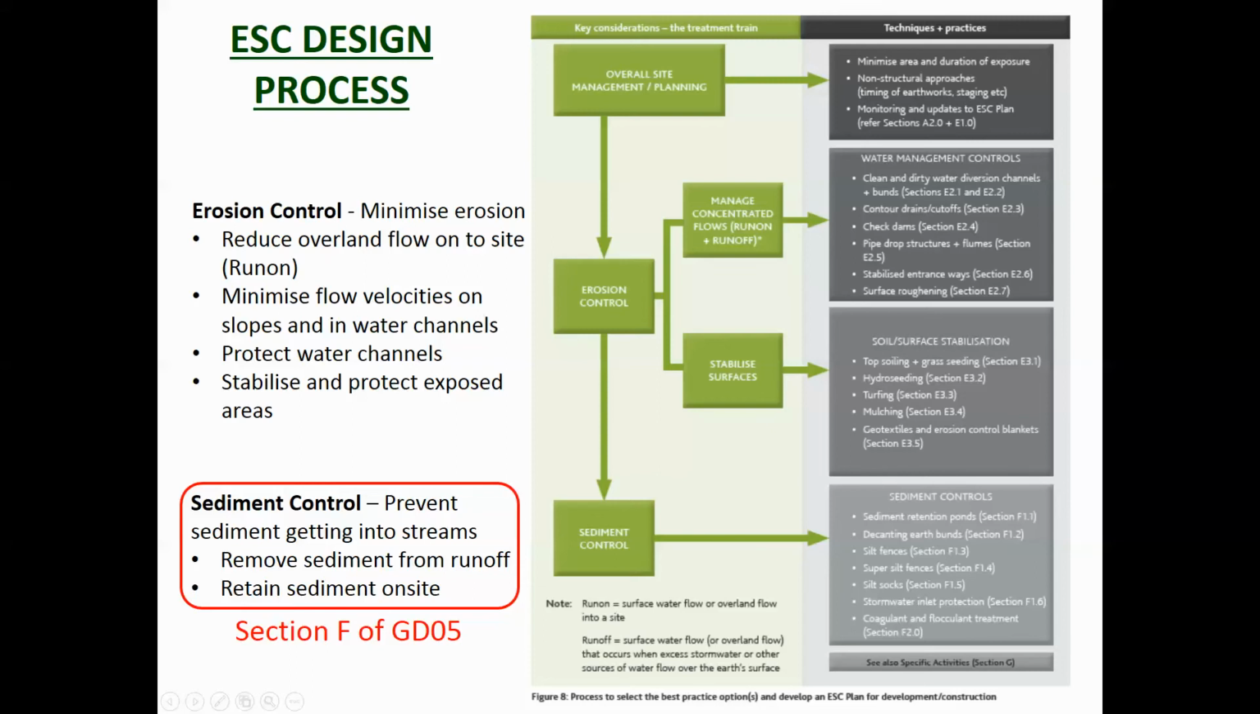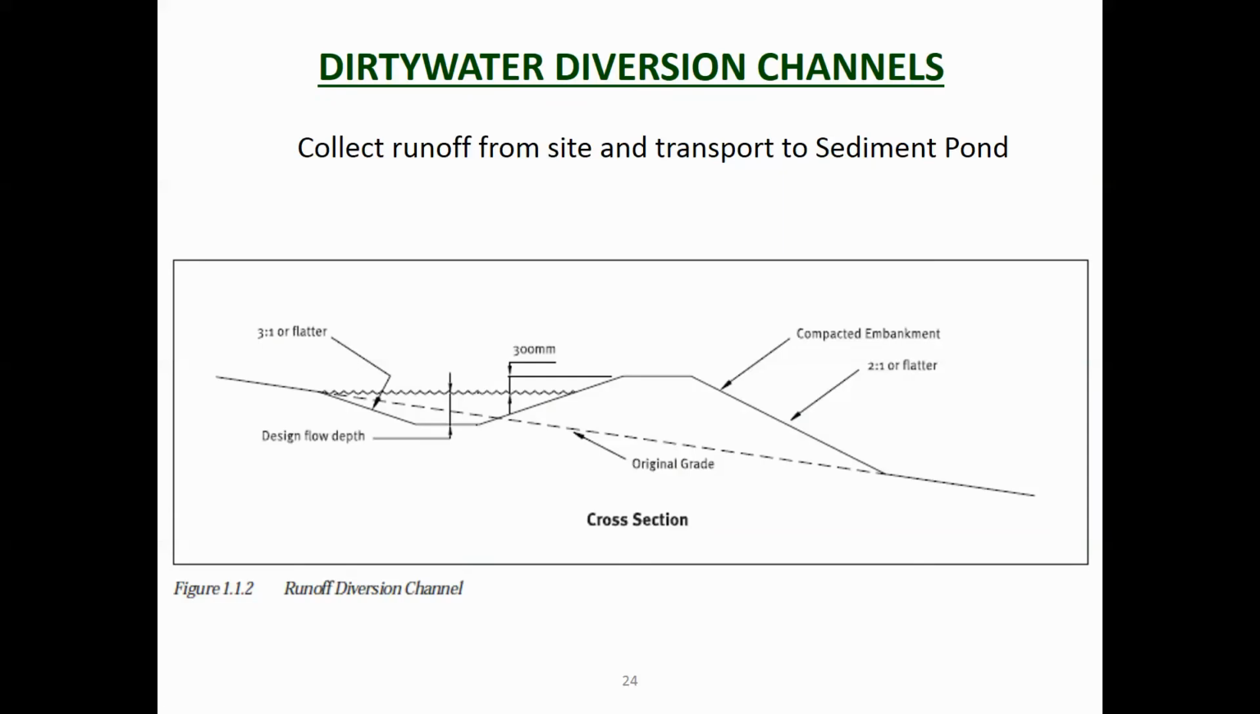So the first thing that you need to do is pick up the sediment laden runoff. At the bottom of your site, along the bottom, you will have a dirty water diversion channel. Now remember, we talked about the clean water diversion channels for erosion control. They're at the top of the site. Down the bottom of the site there are the dirty water diversion channels, which pick up that sediment laden runoff and transfer it to a treatment device, which we'll look at in a minute. And it's just basically a drain.